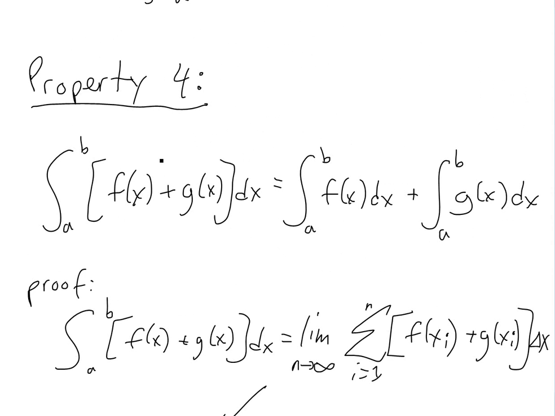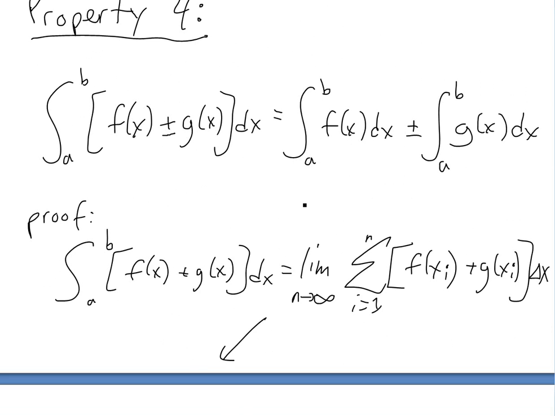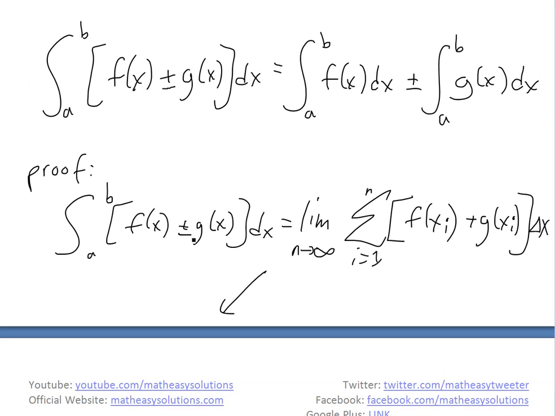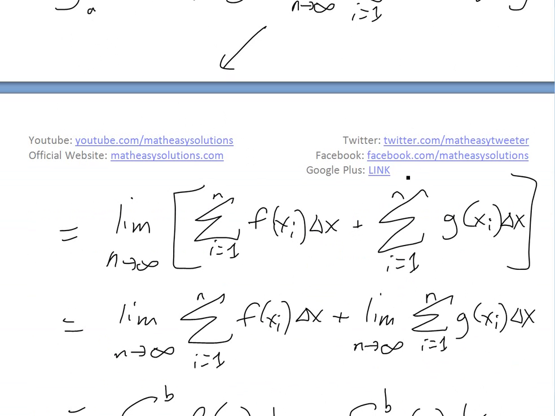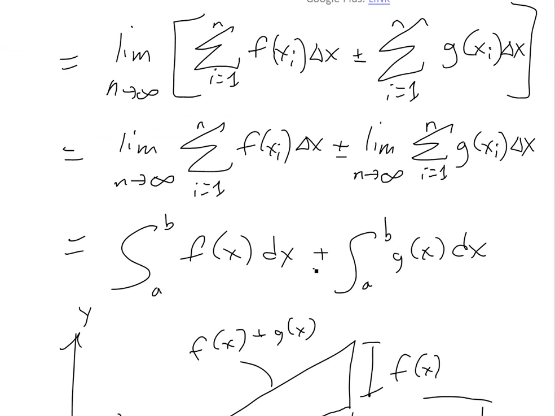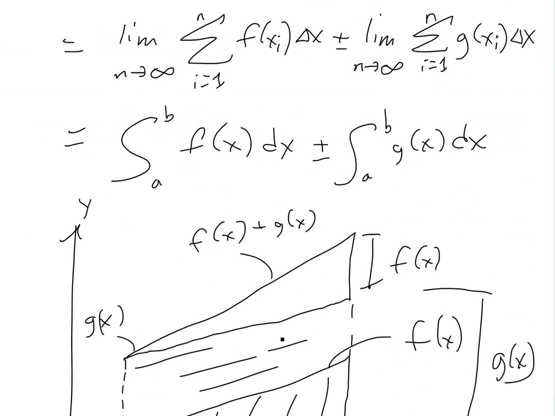Actually, I'm going to just modify property 4 to include the negative. So this can be plus or minus that one here, and this comes from the same exact proof. Just put a negative here, so if we had either or, then this is going to be a negative instead of a plus. This is going to be a negative instead of a plus. This is going to be a negative instead of a plus. So the proof is exactly there.